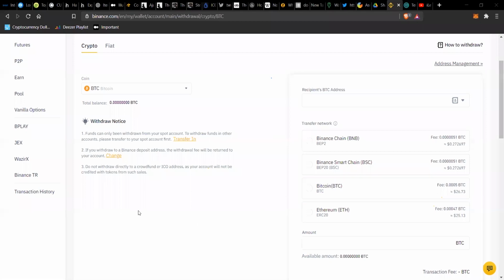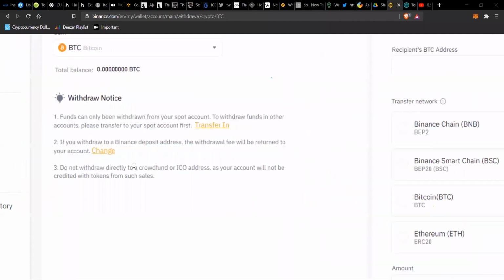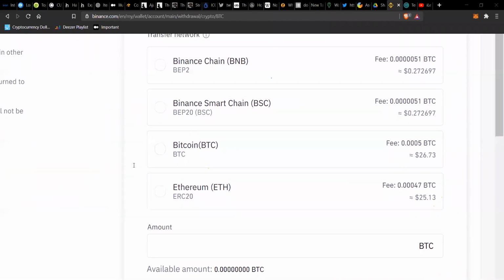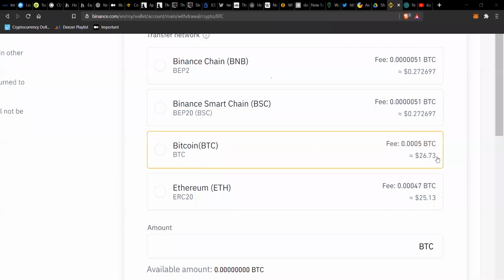So I won't come all the way to Binance and buy Bitcoin of $30 and now pay $26 to withdraw it. You see, if you are withdrawing BTC, this is the transaction fee here. It's $26.73, which is actually $27. So you need to be very, very well aware of this fee.